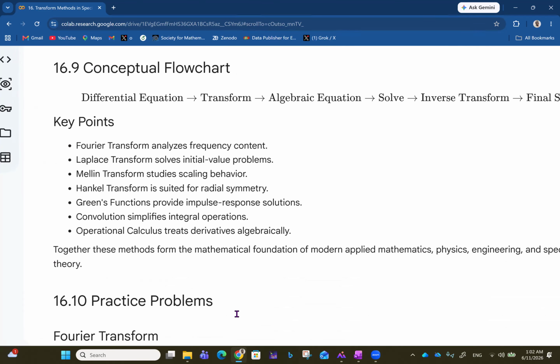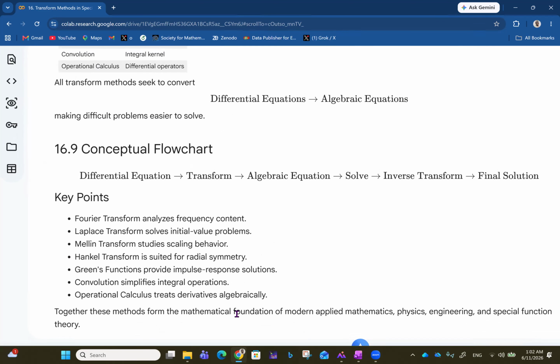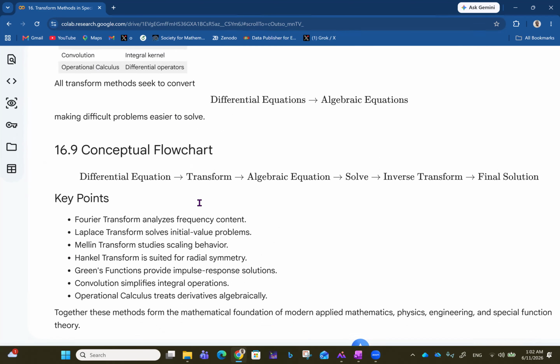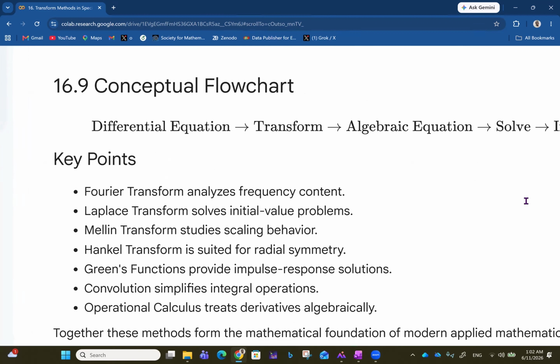Then we have the conceptual flow chart. You have a differential equation, you have a transform making it into an algebraic equation. You solve, and then after solving, you use the inverse transform to take it to the final solution where it can now be easily understood. Then we have our key points again.